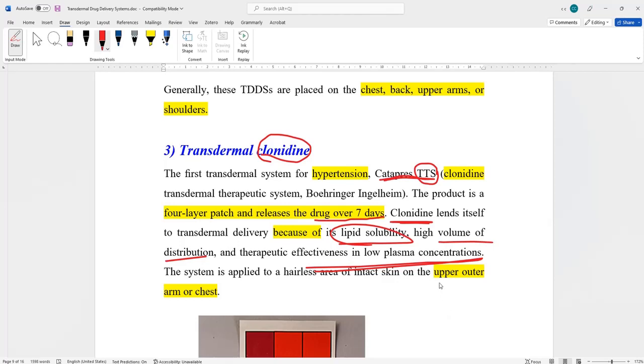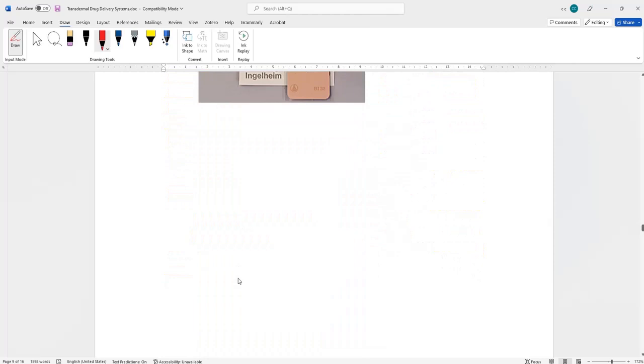Where do you put it? You put it in the upper outer arm or chest.